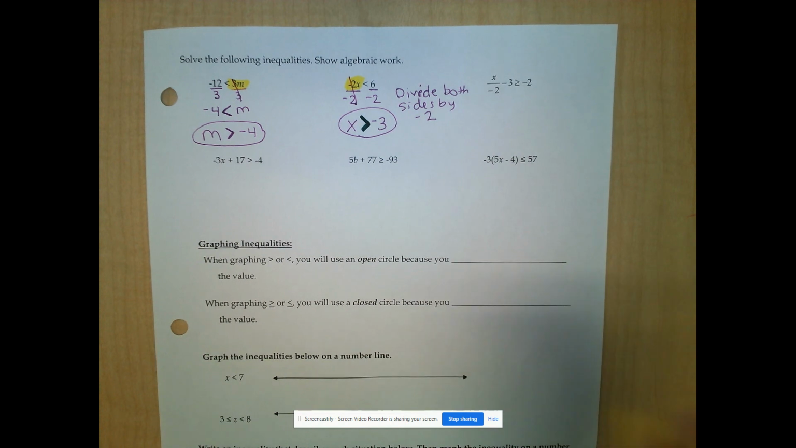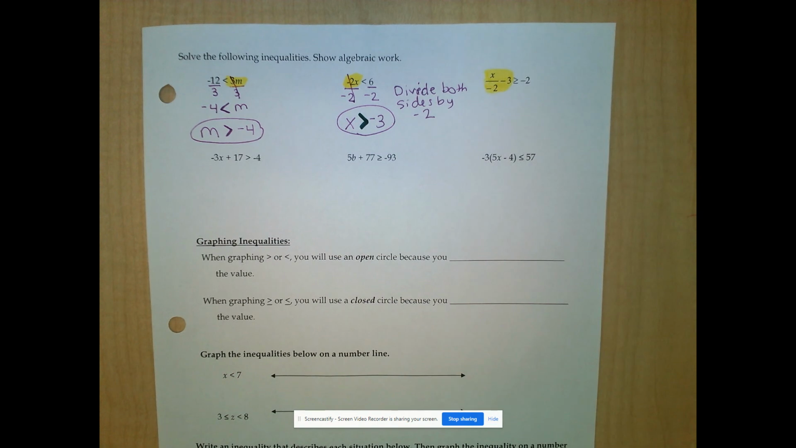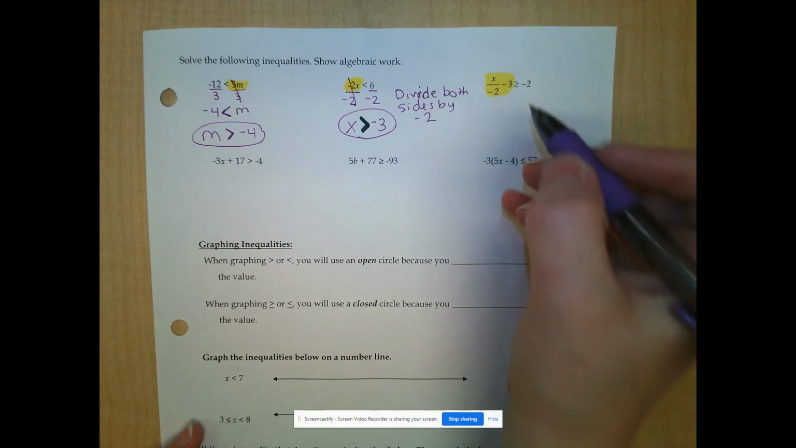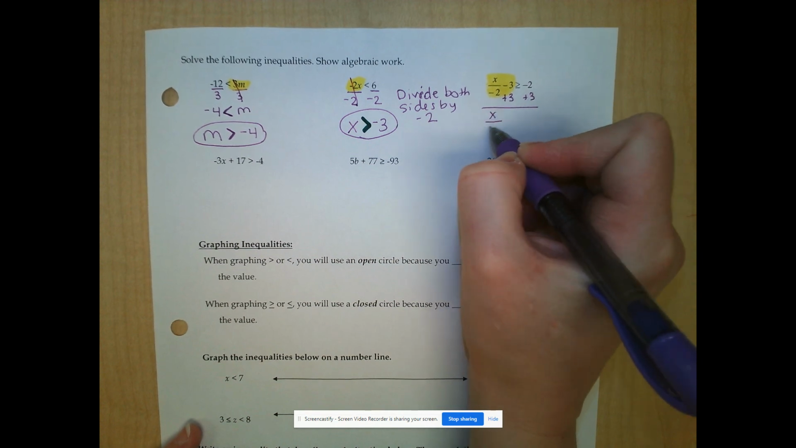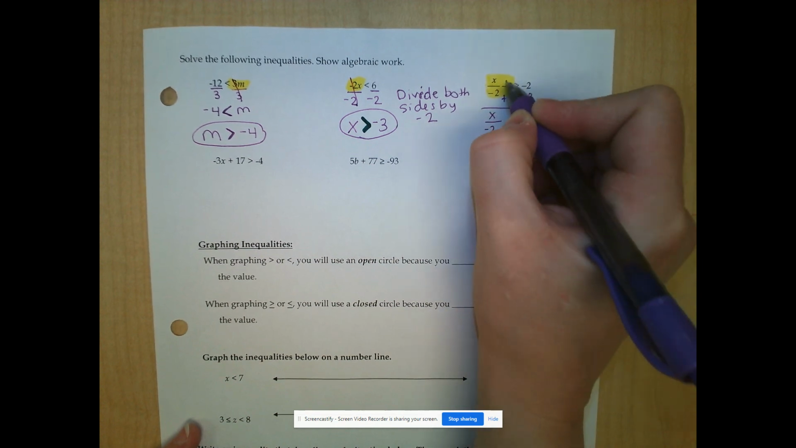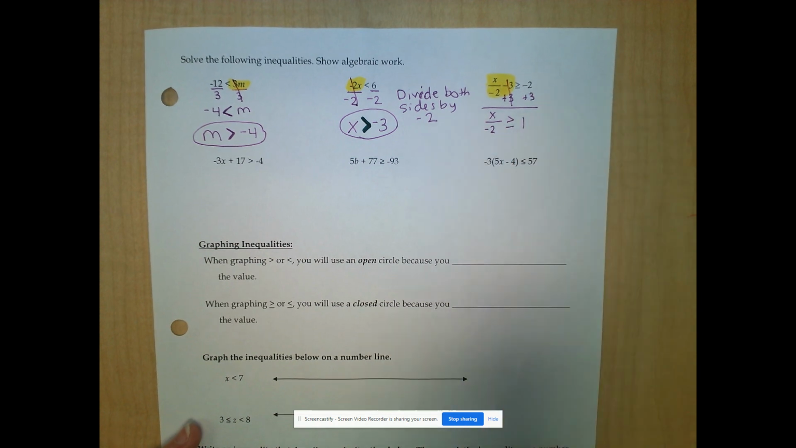I have another one here that is also an inequality. This one's going to be a two-step. I'm going to solve it just like I would an equation. I'll add 3 to both sides. Okay, that works no problem, adding something to both sides. -3 plus 3, greater than or equal to symbol. -2 plus 3 is 1.